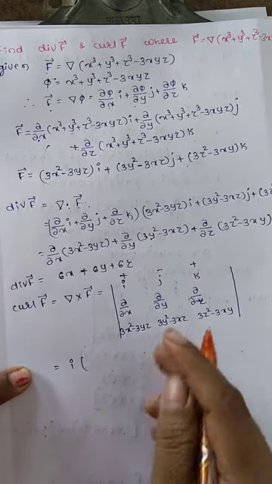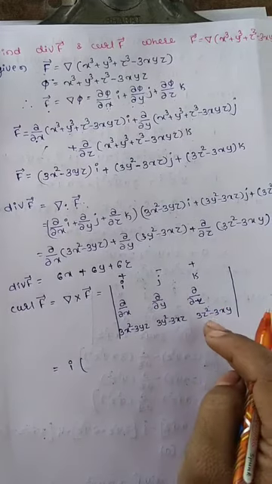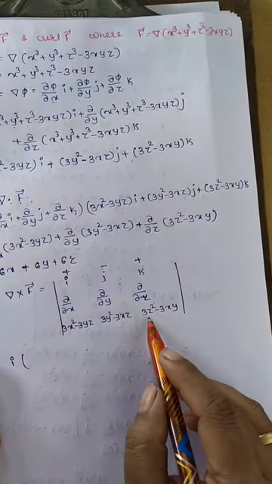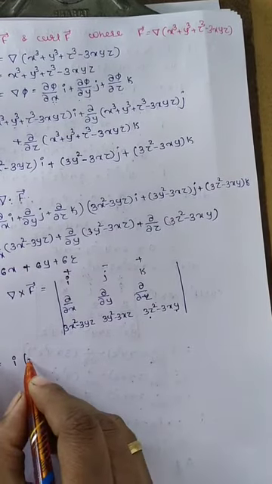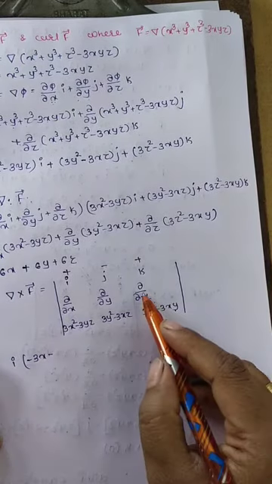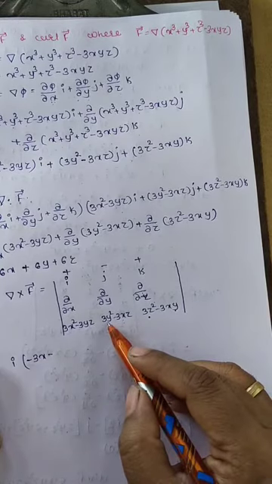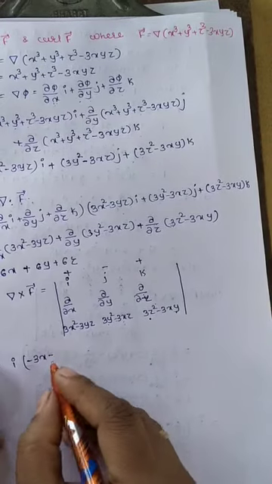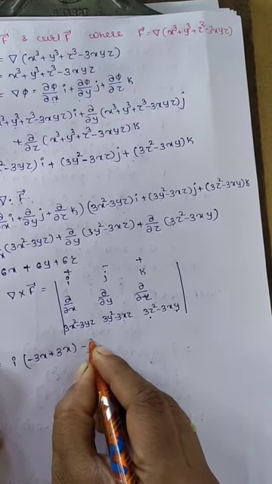For i, cross multiply and differentiate ∂/∂y of this term. Here the y term is not there, so this becomes 0, and here y becomes 1, so it becomes minus 3x. In between, minus. Differentiate with respect to z. Here z is not there, 0, and here z becomes 1. This minus and this minus become a plus 3x, minus j.